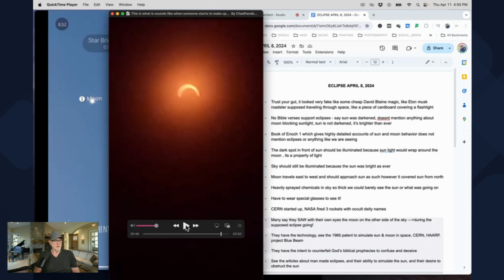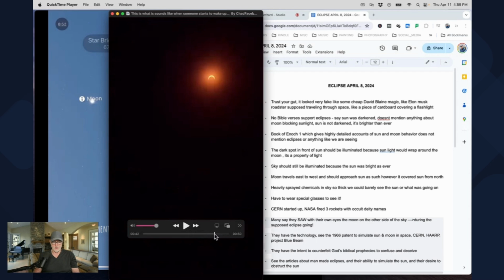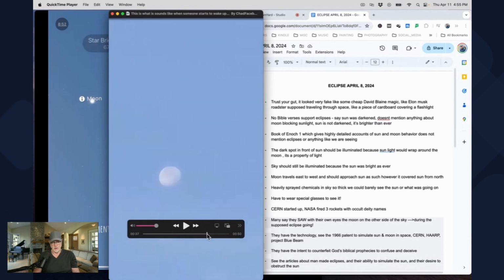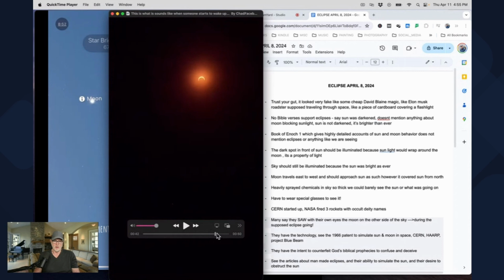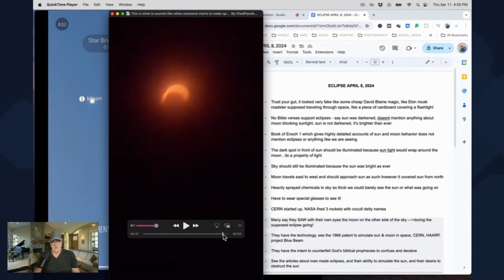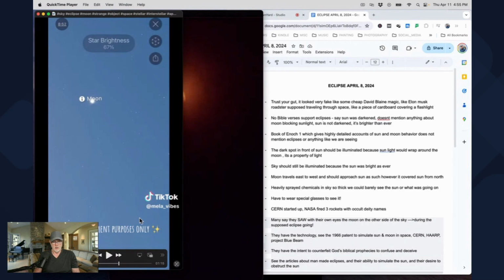You can just look at the picture of the supposed eclipse right there. Just ask yourself, does that look like a moon coming and covering the eclipse? Does that look real to you? Okay. And then we've got another little clip right here.